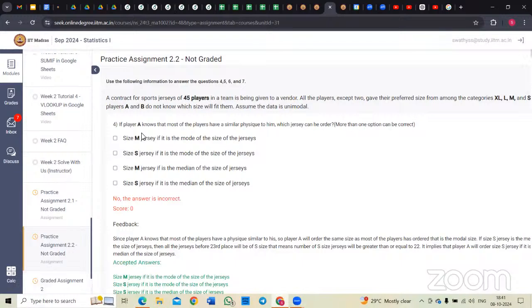So player A chooses that size which is most common, right? If it is most common, that means he will choose the mode of the data. So it can be size M or it can be size S. Fine. Now the fourth option is size S jersey if it is the median of the size of jersey, right? Median is the middle value. So before that, all the values are S, right? See, the median is given as S. So before that, all the values would be S.